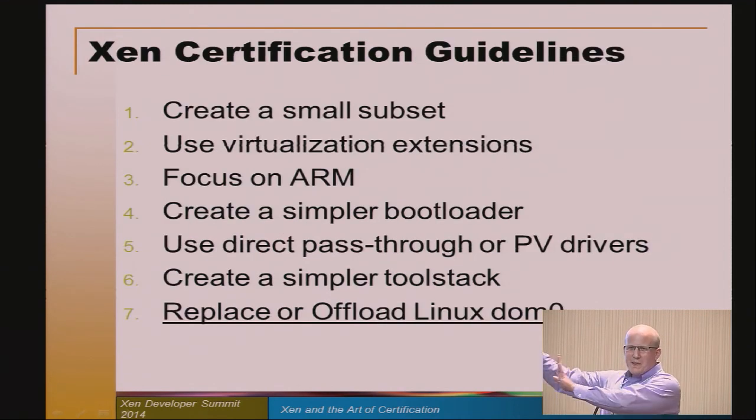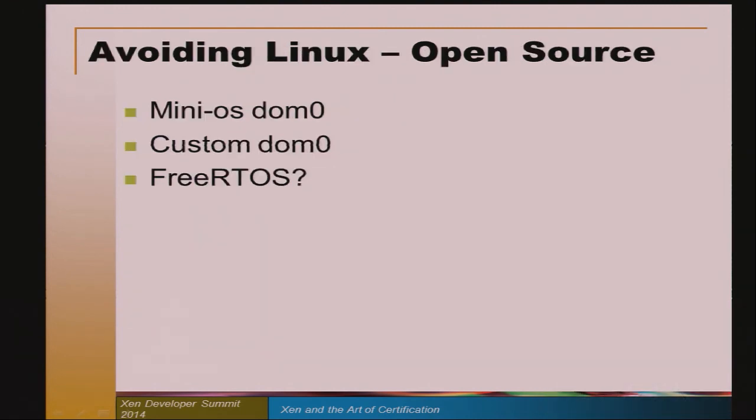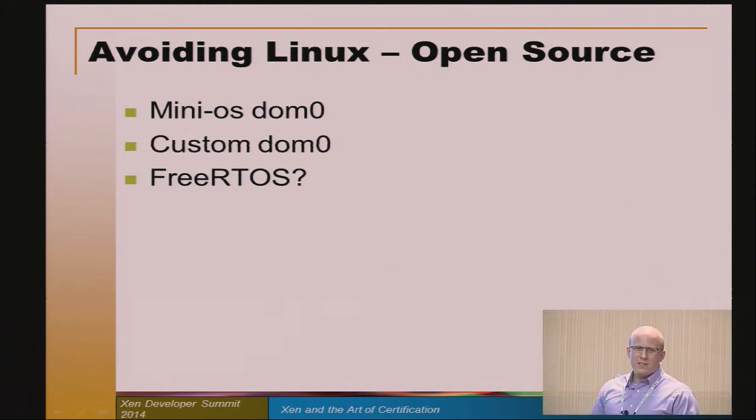So don't tell the people down there at the end of the hall, but we're probably going to want to replace or avoid Linux if at all possible. But we'd like to remain as open source as we can. Some possible ideas might be to build up Mini-OS to the point where it could be used as a Dom0. Similar idea with FreeRTOS. You could, of course, write your own Dom0, but why would you want to do that?